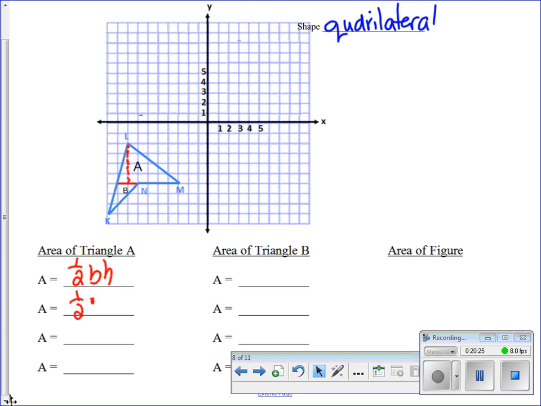So for shape A, I can find my base times my height. What is the base of shape A? The base goes all the way across. So what is the base of shape A? 6. And what is my height? 4. So shape A is 12 units squared.